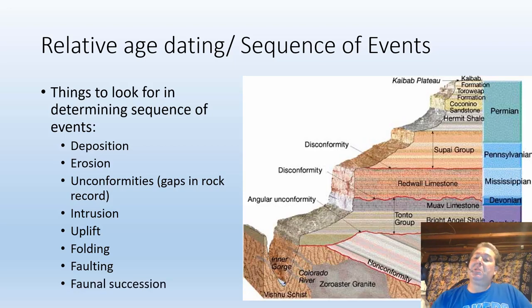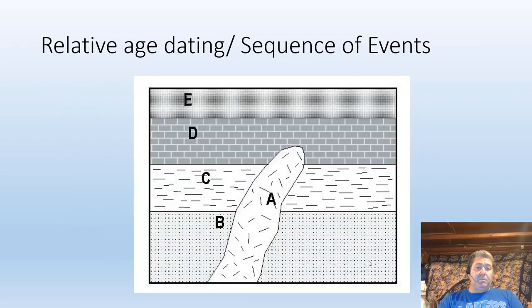right? And then we'll use also the principle of faunal succession to help us identify other missing gaps in the time and rock record, right? So let's practice with this with just a couple of these, right? So let's look at this sequence here.